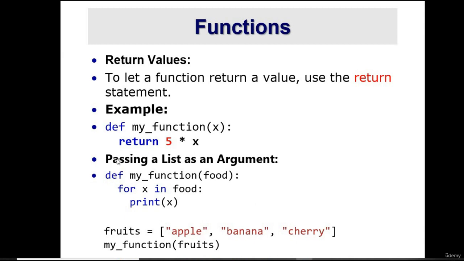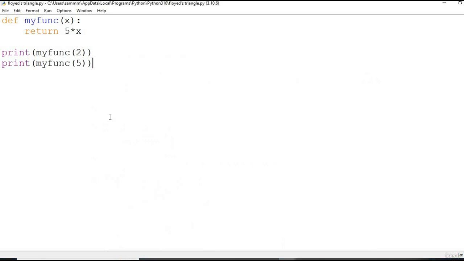Okay, so we can also pass a list as an argument. So def my function and food, as we simply pass an argument. For x in food, print x. And then we pass here fruits: apple, banana, cherry. My function fruits. So let's do this example as well, and it will help you to make your concept clear.